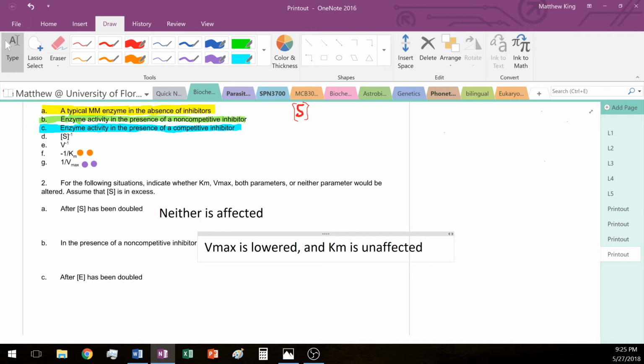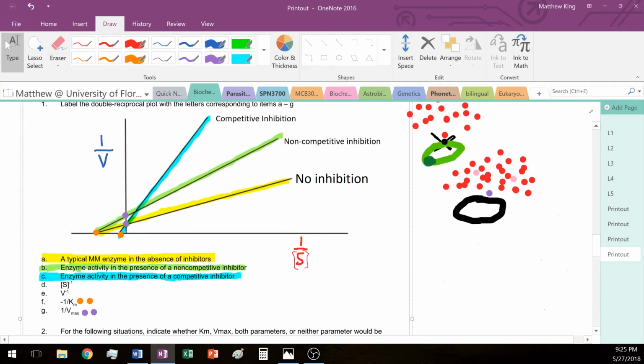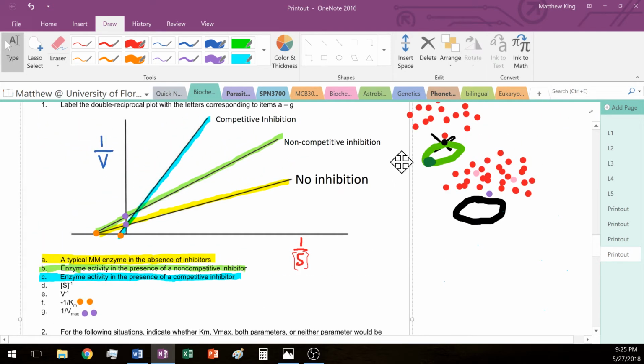Okay, so I'll make that just a little bit smaller. Okay. So in the presence of a non-competitive inhibitor, Vmax is lowered and Km is unaffected. The non-competitive inhibitor is, by default, going to bind to the backside of the enzyme, and it's going to lower your Vmax.